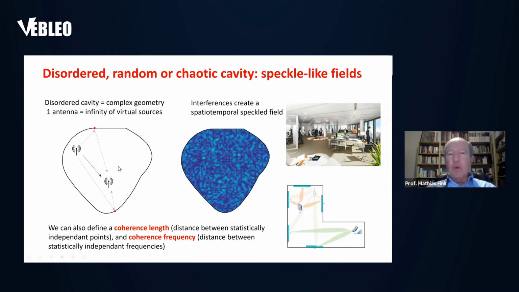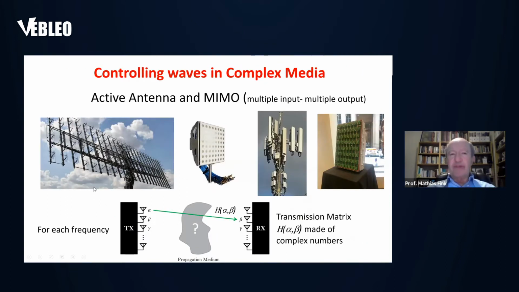Now, when you want to control a wave, for example, a microwave that you send in such a medium, you can use an active antenna made of many elementary antennas that you can control, each in transmit and each in receive. It may be a two-dimensional array of antennas. And what is important in this case is to define what is called the transmission matrix.